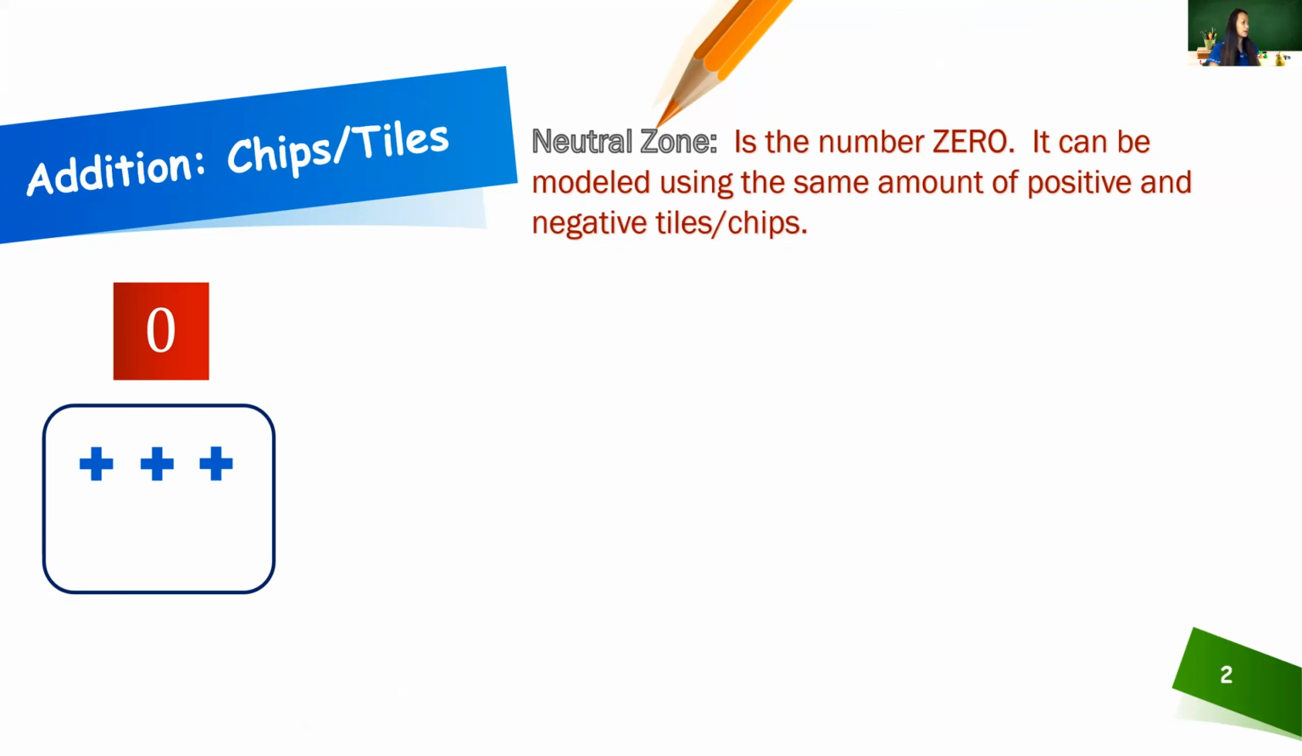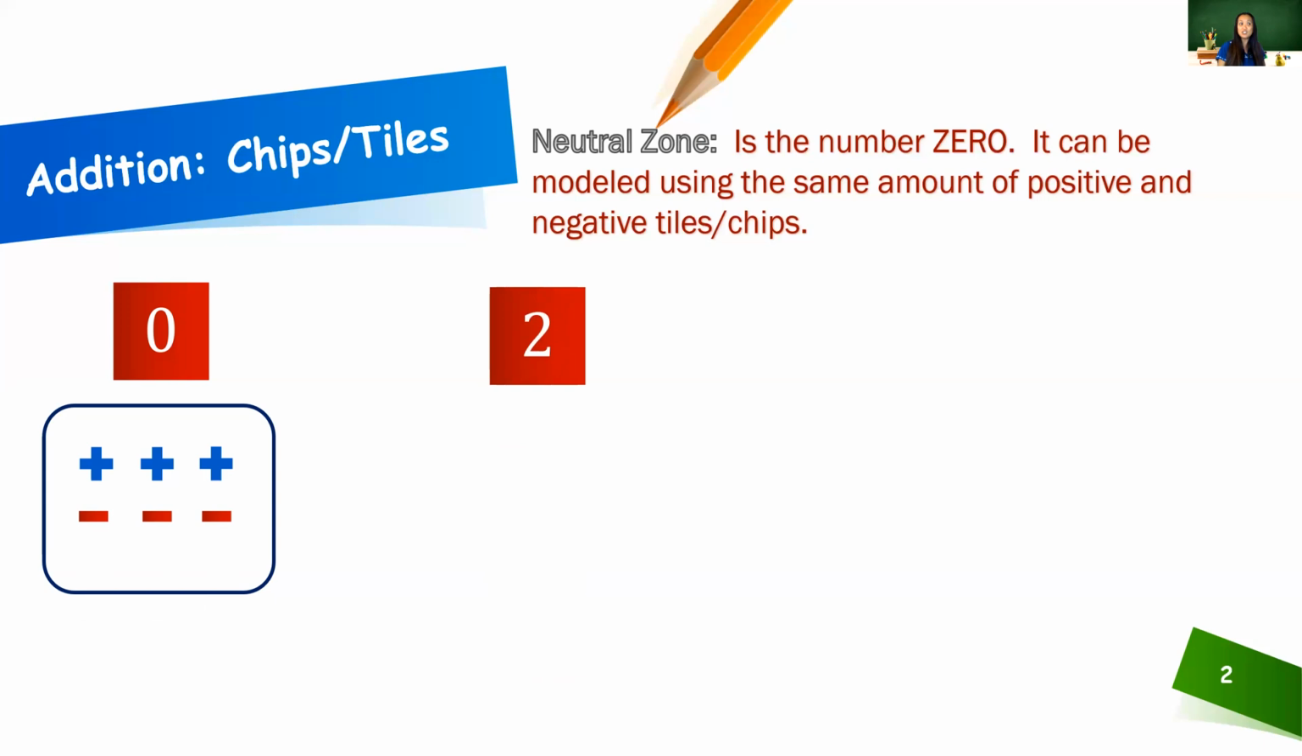Okay. So positive numbers and negative numbers. And it's very visual, right? The plus sign is positive and the minus sign is the negative. So if I have 3 positive tiles and 3 negative tiles, that's going to make 0. And that's a neutral zone. Neutral zone is 0, okay?